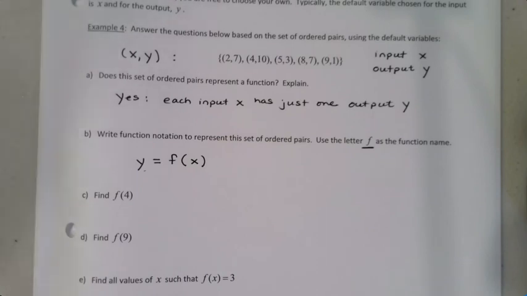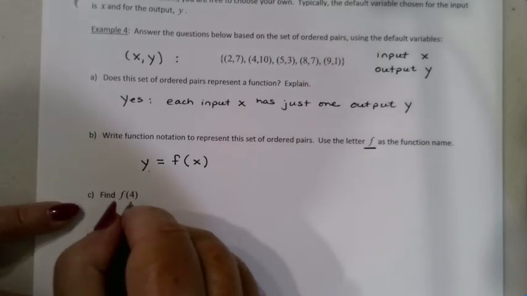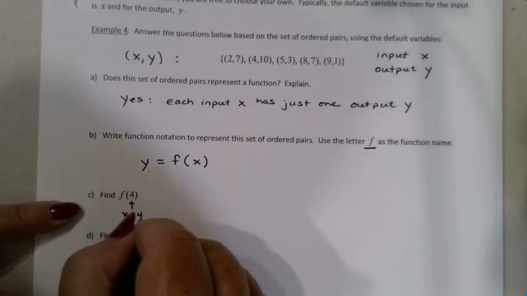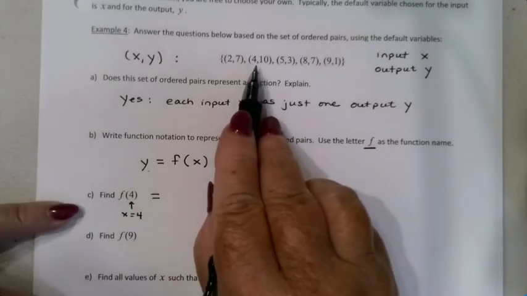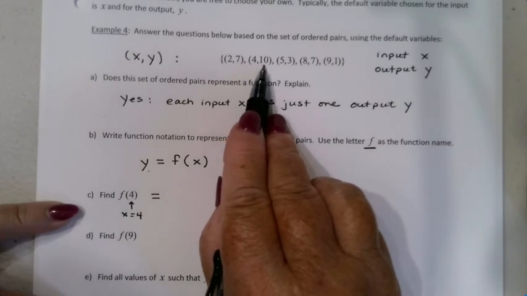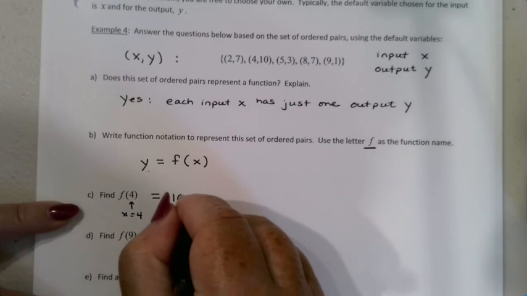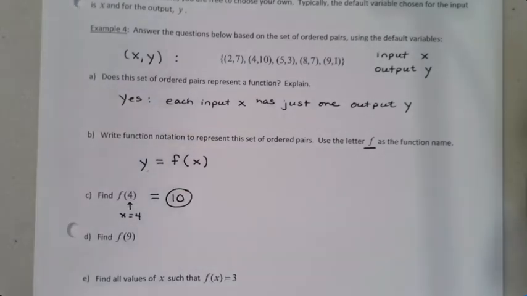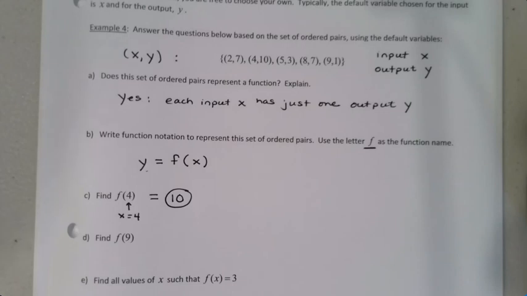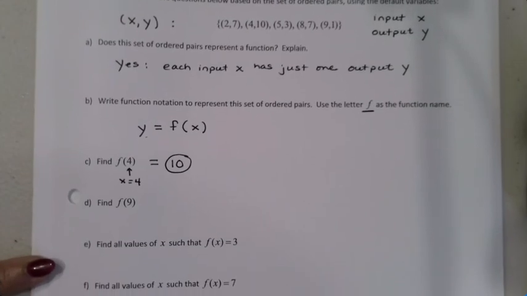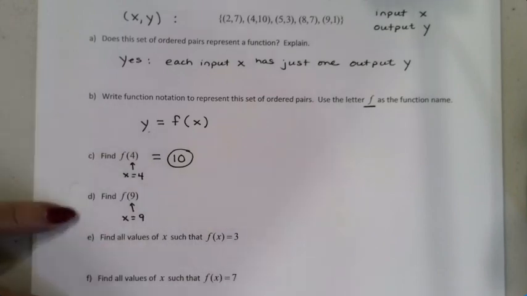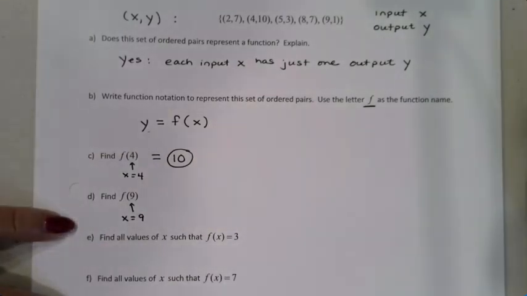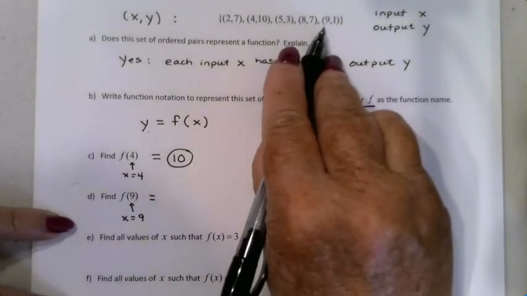All right, the next question is to find f of 4. So they gave me the input, x equals 4, and I need to find the output that goes with it. So coming up here in my list, when x is 4, the output is 10. Take just a moment and determine what is f of 9. So we're being told here that x is 9. When x is 9, the output is 1.